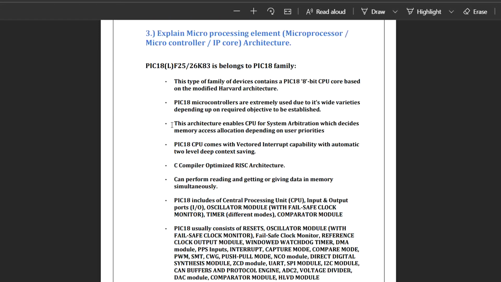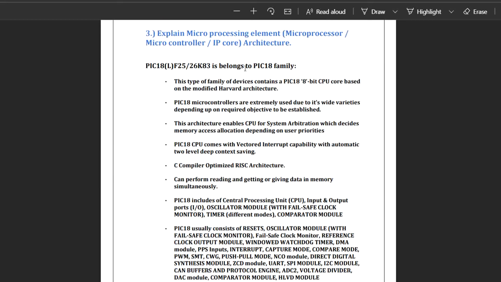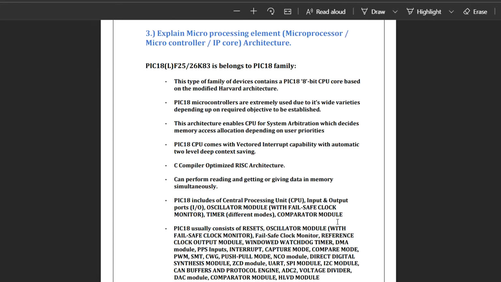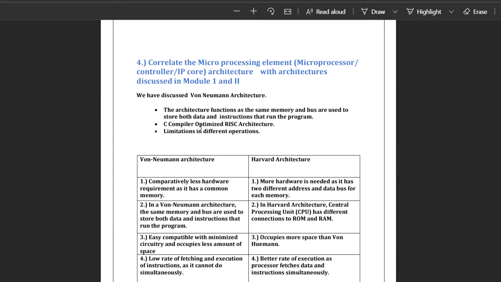The third question was to explore the architecture of the microprocessing element. The PIC18F25K83 is of the Harvard architecture. The Harvard architecture features related to the PIC18F25K83 were discussed clearly here, and I've also mentioned all the other components present inside the microcontroller. This is the basic diagram of it, and that is the third question.